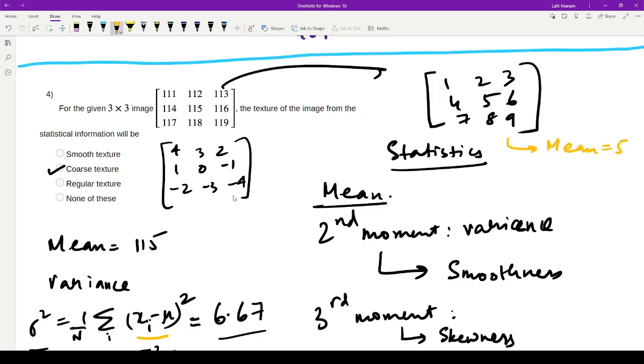If the mean is 5, the difference between the ith pixel and the mean will turn out to be the same. So the variance is again 6.67. Someone said it looks coarser to you, but actually it's the same variance. So the computer won't differentiate whether you take these numbers or those numbers, but humans might differentiate when you take these numbers. That's the problem, because you have bias. You have added 100 to all these numbers.